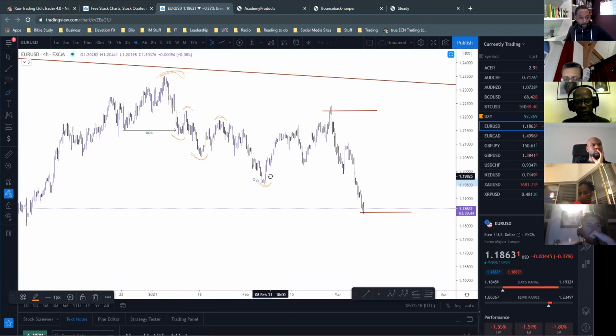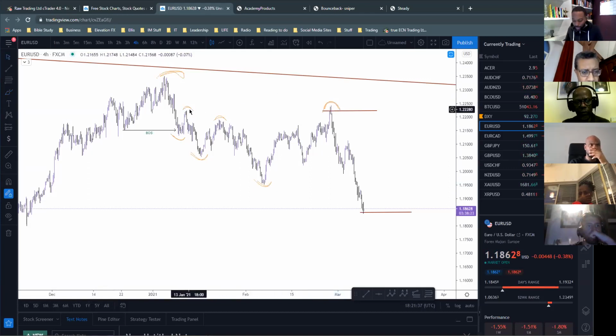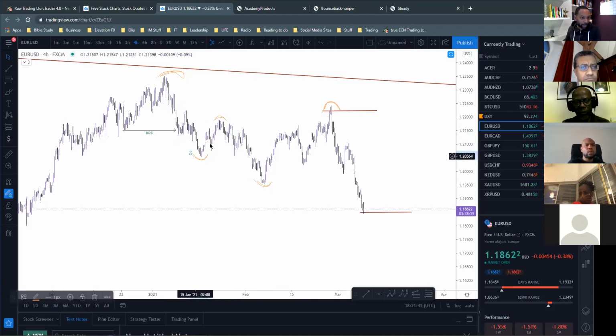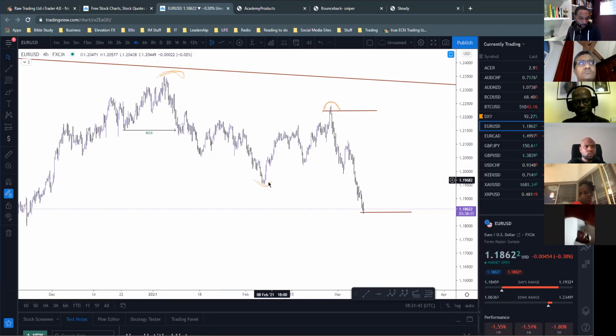Now, listen to this importantly. We don't count this one because this is inside that range. This peak here is inside that range. Okay. Now, ultimately, you're going to see something here. This one becomes the lower high, which means all of this was a little bit of noise. We can take these out for now.